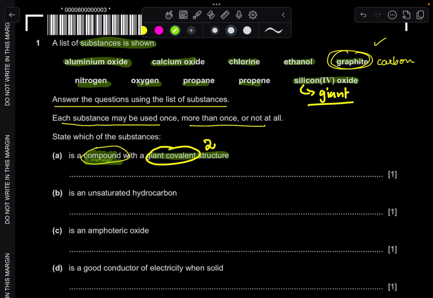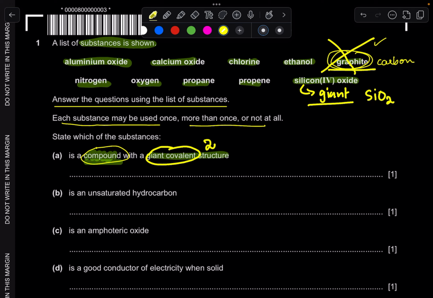And we know one thing for sure, that graphite is only carbon. So graphite is not a compound, it's carbon. So we are looking for a compound. Silicon IV oxide is made up of silicon and oxygen. So this is going to be a compound which is going to be SiO2. But you have to write the name that is basically given above. So it's going to be silicon IV oxide.